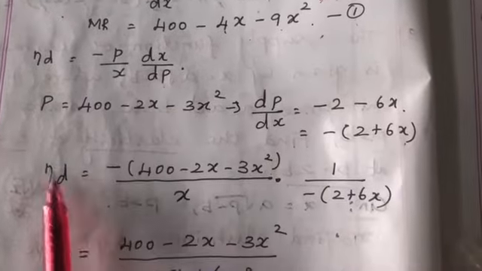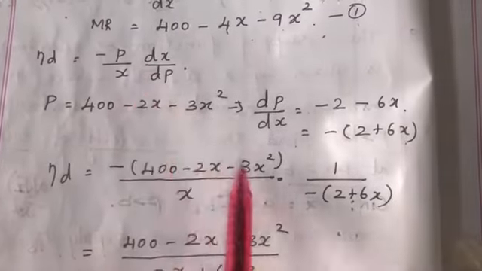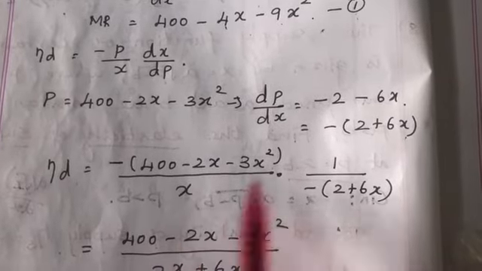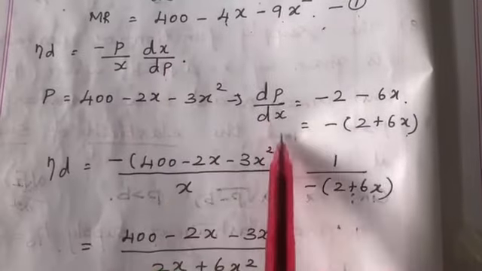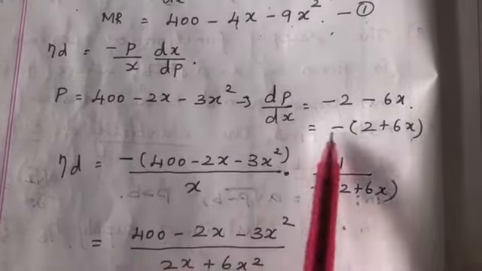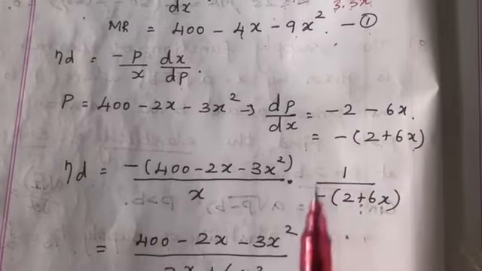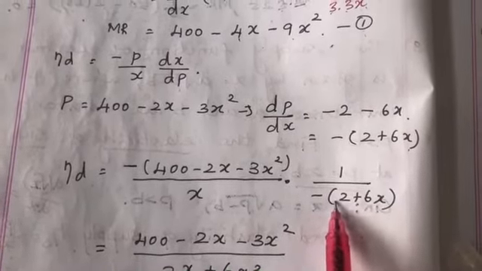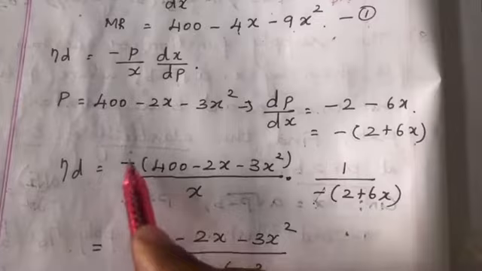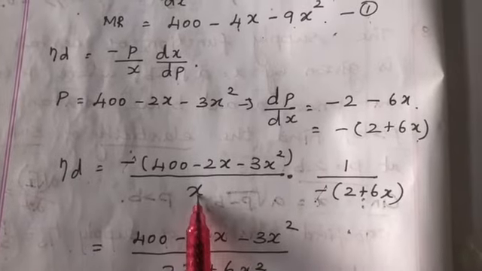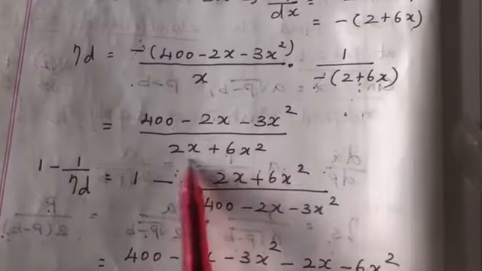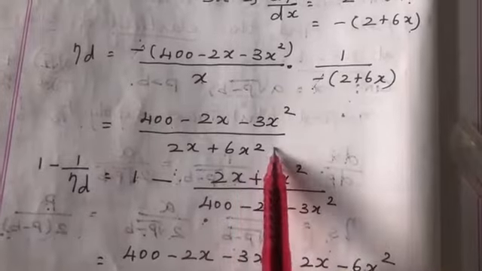So eta D is equal to minus P by x into dp by dx, but we need to substitute dx by dp. So what should we do? We have to substitute the reciprocal of this. So 1 divided by minus 2 plus 6x. Minus and minus, it will be plus. So denominator here we have x, here we have 2 plus 6x. While multiplying it, we have 2x plus 6x into x gives 6x square.